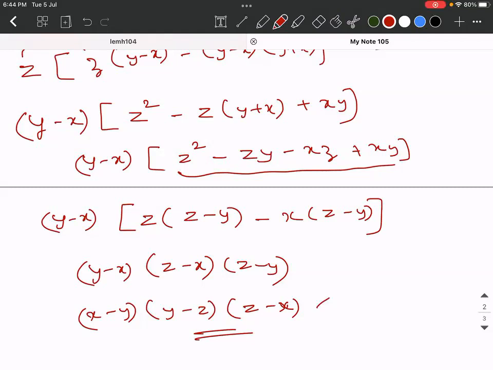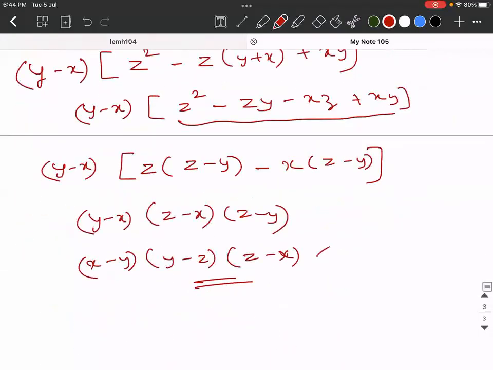But to be honest, you need not do all these things. You can just write the expanded form and leave it. You need not do this. Just to match the answer, right? So this is all about factorization.